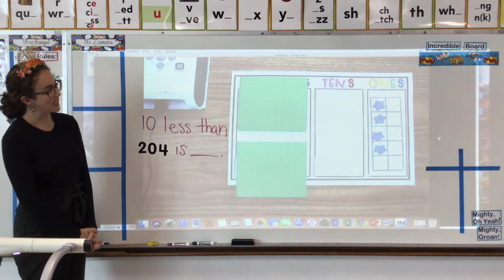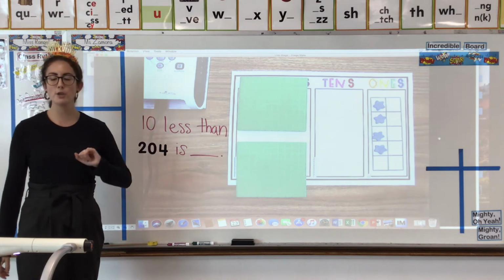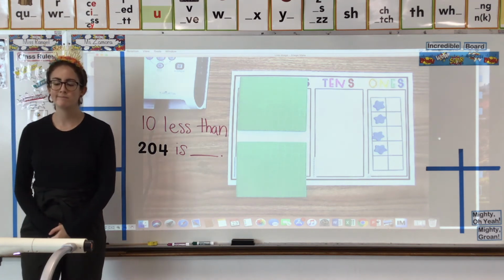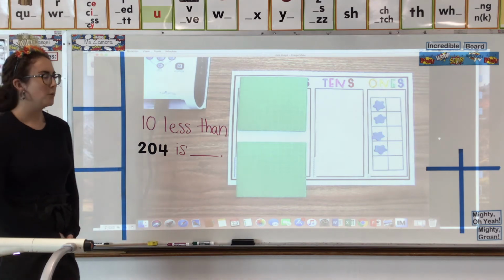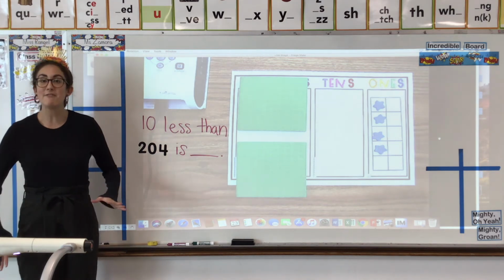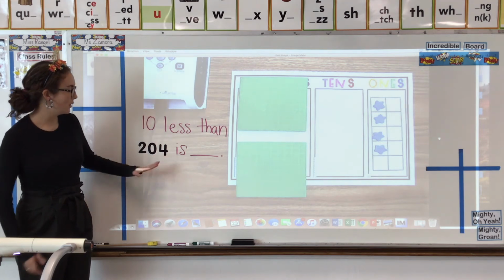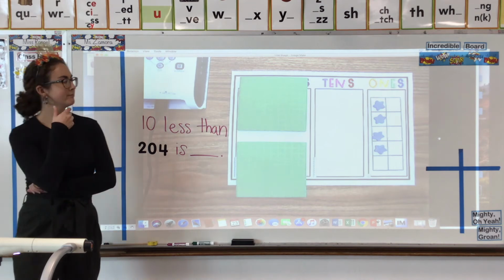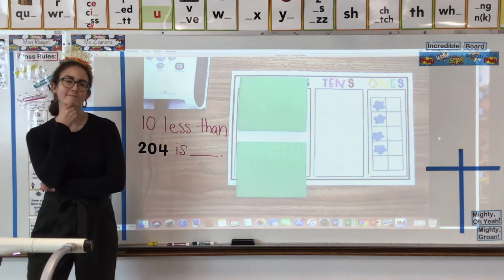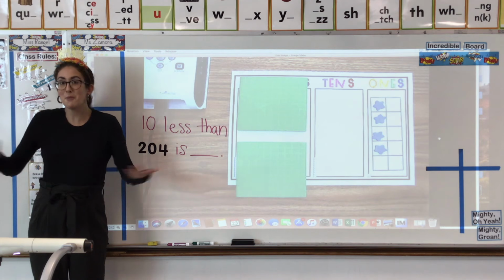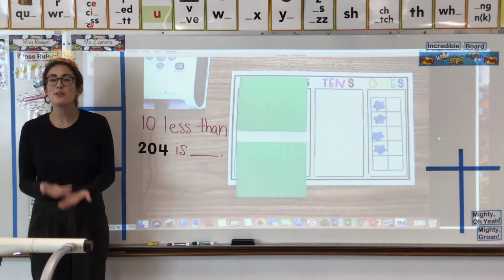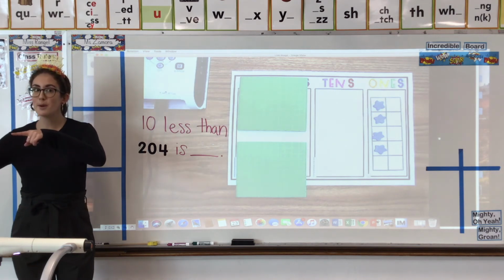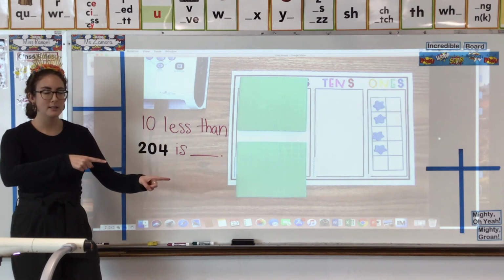Okay, so take a look, second grade, at 204, and then take a look at our problem. What's the issue? If we want to take away a 10 from 204, what's our problem? We don't have any 10s. There's no 10s to take away from. That's the problem, but how can we solve it?